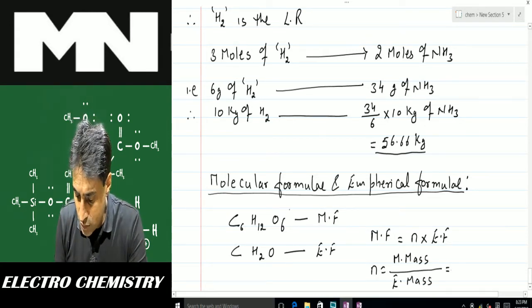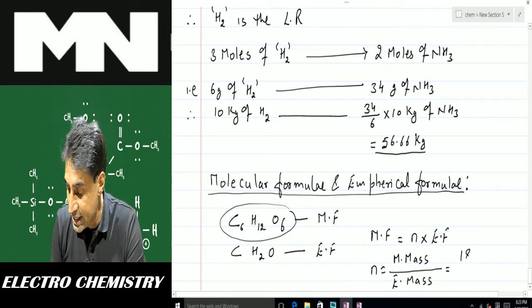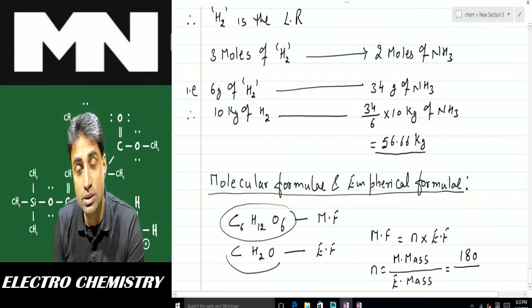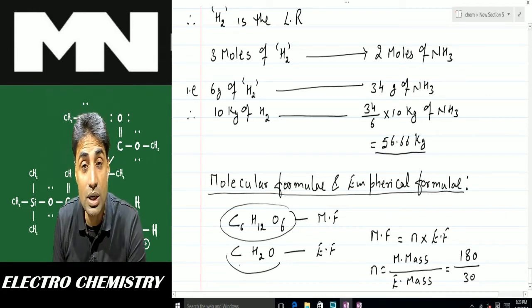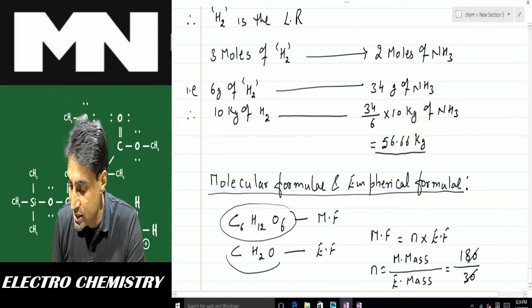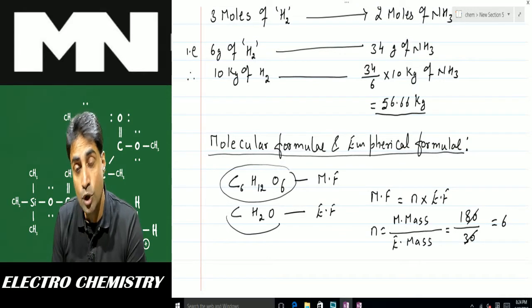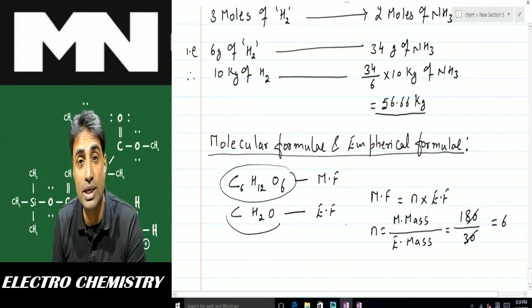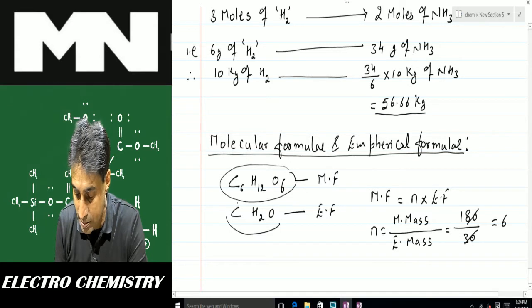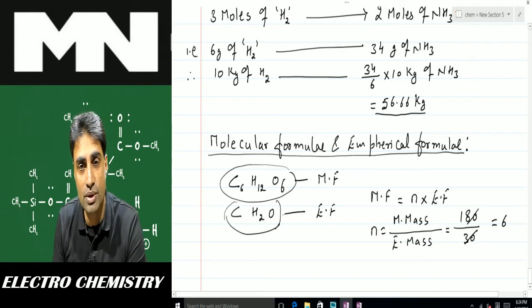Suppose I talk about this glucose molecule. The molecular mass of this glucose molecule is 180. Now the empirical mass is 30: 12 for carbon, then 2 for hydrogen, that is 14, 14 plus 16 for oxygen, that comes out to be 30. If you divide 180 by 30, you will get a value of 6. That is, in this case, the value of n is 6. So if you multiply the empirical formula by 6, you will get the molecular formula, that is C6H12O6. This is what you'll get.